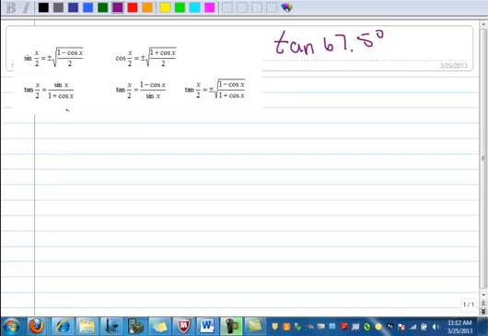Alright, we want to find the tangent of 67.5. We know that 67.5 degrees is in quadrant 1, therefore the tangent is going to be positive. Now the first thing you notice about finding tangent using half angle is there are 3 different identities.